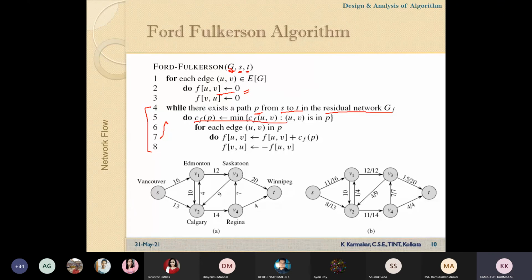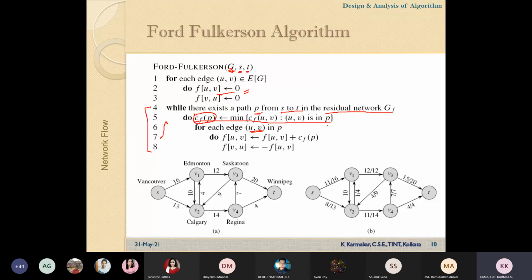This is the definition we have discussed earlier. It will be the minimum flow of all the edges on that path. That will be the flow of this residual path, the augmented path. Now for each edge UV in P, you have to update the flow information. So what is the flow through this path?